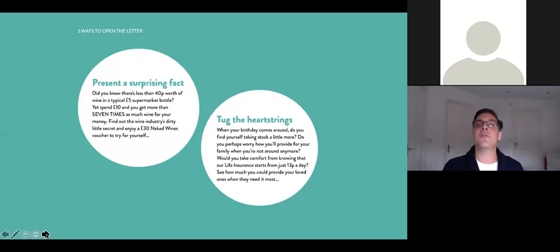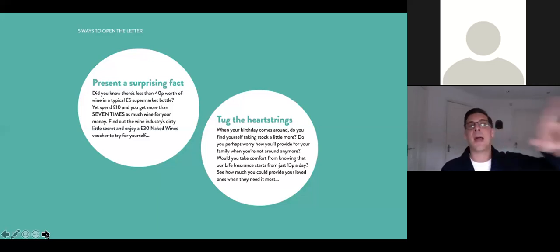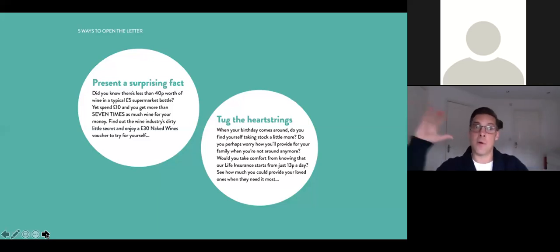Would you take comfort from knowing that life insurance starts from just 13p a day? So not only can you protect your family, it's incredibly cheap as well. 13p a day, it's not very much at all. See how much you could provide your loved ones when they need it most. And then straight underneath is a table that says, for only this much per day, your family can get £10,000 or whatever the figure might be. So it's a small outlay for a big reward. That's quite powerful.